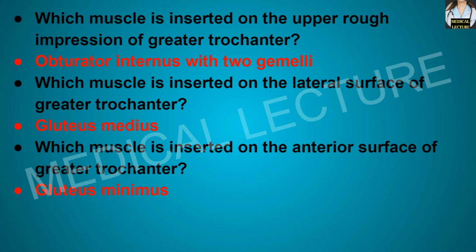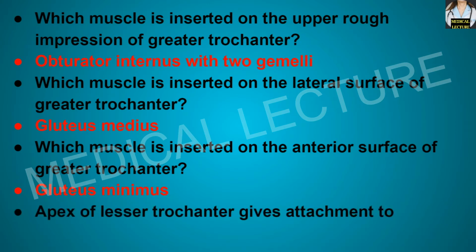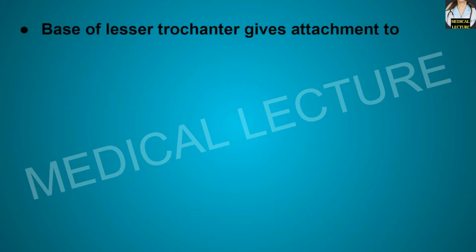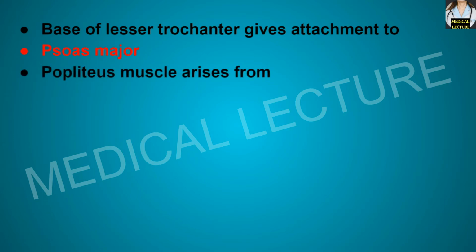Gluteus minimus. Apex of the lesser trochanter gives attachment to iliacus. The base of the lesser trochanter gives attachment to psoas major. Popliteus muscle arises from the popliteal groove of the lateral condyle.